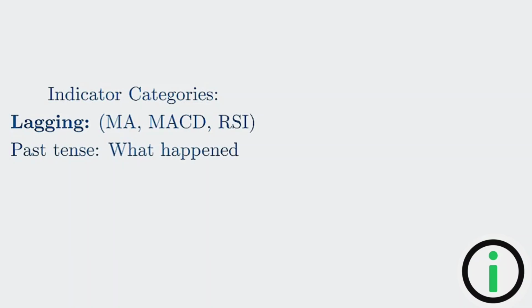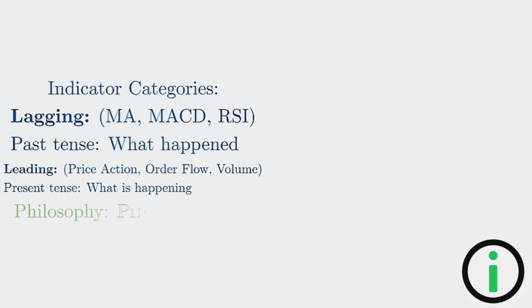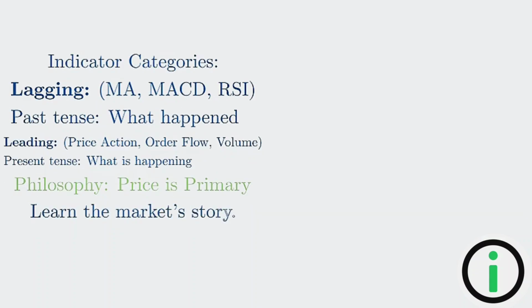We need to make a clear distinction. Lagging indicators like moving averages, MACD, and RSI tell you what happened. Leading data points like price action, order flow, and volume give you a hint of what is happening right now. Our philosophy in this module is simple. Price is our primary tool. We use a framework, not a buy signal. We are learning to read the market's story, not just wait for a line to turn green.